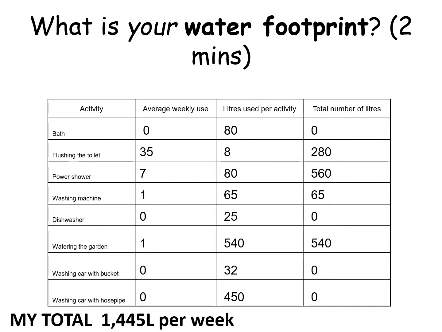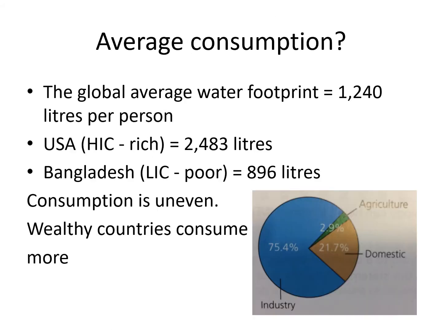Now, when you think about a massive bottle of Coke that you can buy from the supermarkets, you know, the ones that come in plastic, they're 2 litres, just to give you an idea. So I'm using 1,445 litres per week. It's a hell of a lot of water for one person. And you're probably something similar. Maybe you're more.